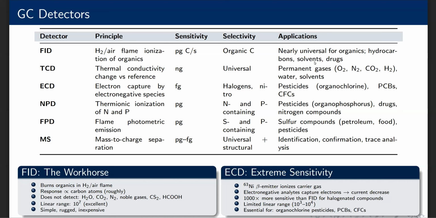thermal conductivity when an analyte passes through compared to pure carrier gas. It detects anything, or rather everything, including permanent gases, making it essential for gas analysis. The ECD is extraordinarily sensitive to electronegative species like halogenated compounds. It can detect chlorinated pesticides at femtogram levels, 1,000 times more sensitive than FID for these compounds. This makes it indispensable for environmental monitoring of persistent organic pollutants.